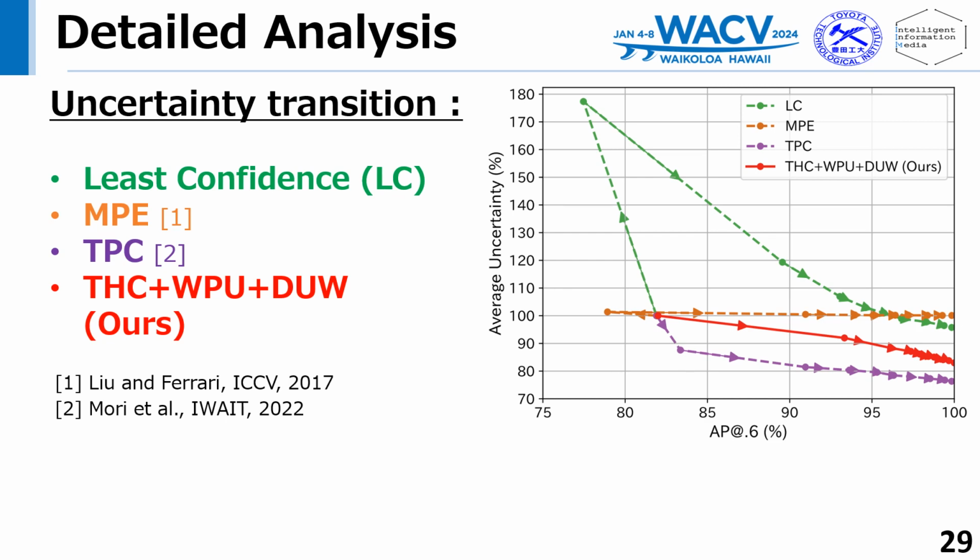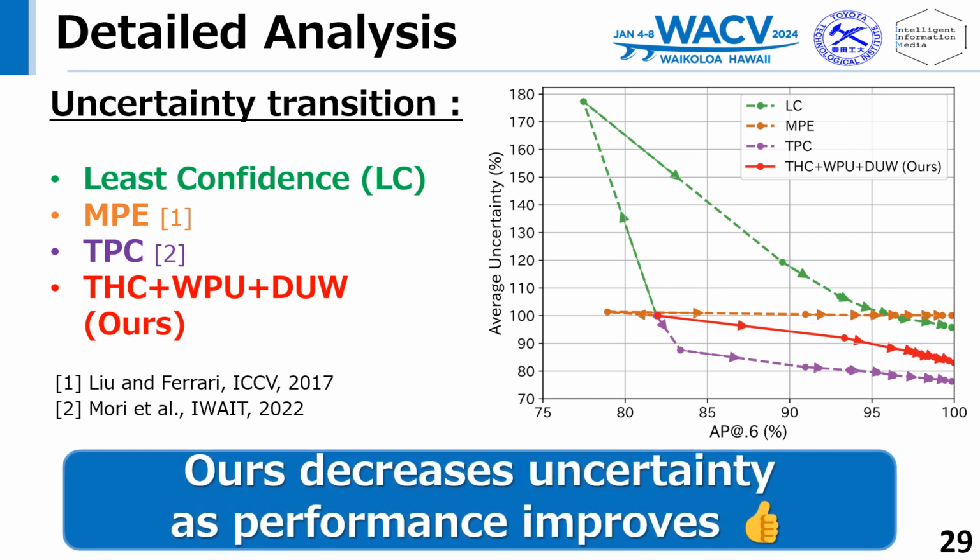Here, we validated our uncertainty criteria against others by observing uncertainty transition. We can see that our criterion decreases uncertainty as estimation performance improves, while some comparative methods cannot reflect the performance in uncertainty measurement.